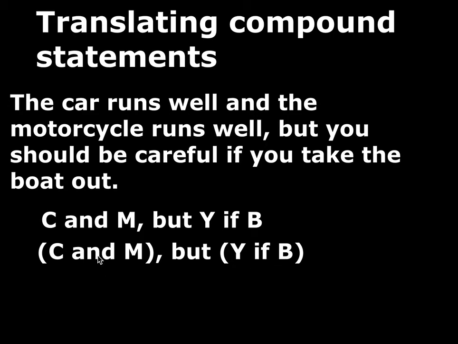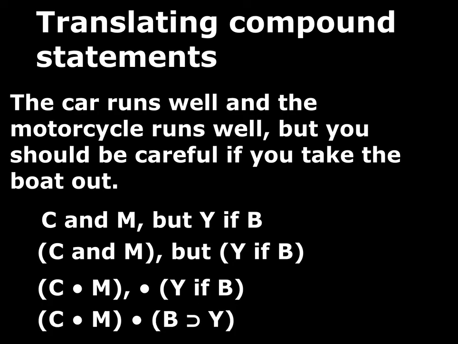The and the but are going to be easy. Those are just going to be dots. This is going to be a conditional, so it'll be a horseshoe, but we have to figure out which of these statements is the antecedent. Is it going to be Y horseshoe B, or is it going to be B horseshoe Y? Well, let's go ahead and do the dots first to get that out of the way. That and becomes a dot, but becomes a dot. The only thing left is this. Well, it's using if, not only if. Statement following if is the antecedent. So B is the antecedent, and antecedents go on the left. So it's going to be B horseshoe Y. Okay?